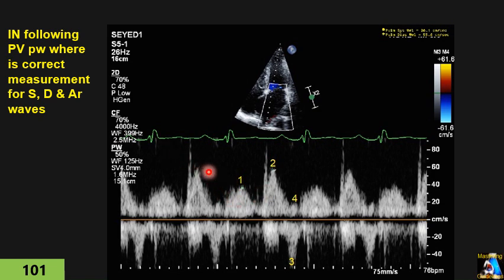Or here, some techs, I notice, didn't look at the ECG at all, so they take it as S and take it as D. Always look at the EKG. After the QRS is S, after the T is D, and after the P is the reverse, the AR wave, which is negative. So it will be the AR peak and duration this time.